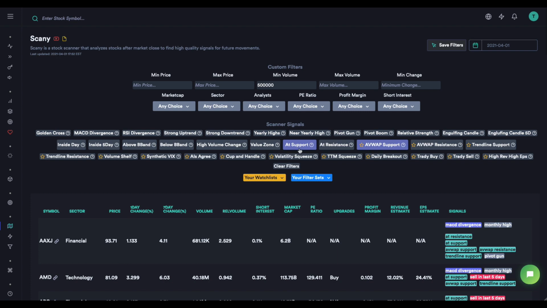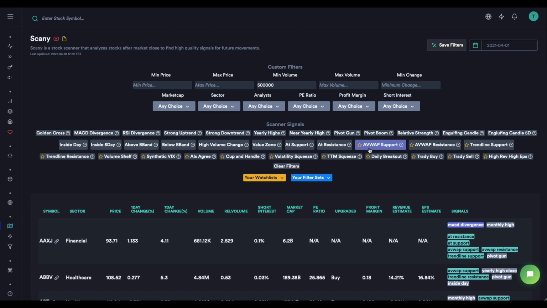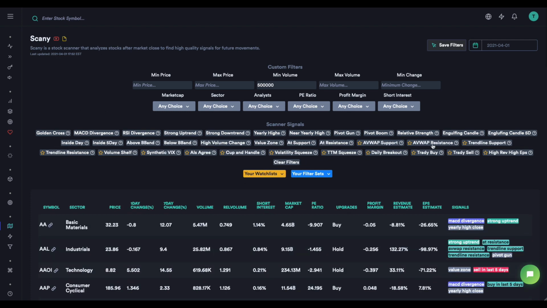Just for keeping this video short, I'll leave out the anchored VWAP resistance and trend resistance stuff because it works the same way. You have a resistance, so just be aware that there is a resistance level for all the stocks that you get from the signals, and either exit or at least let the price cross those levels before you enter.